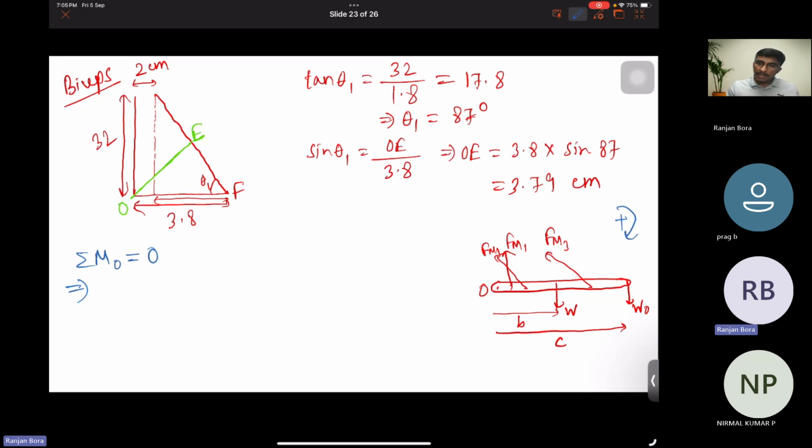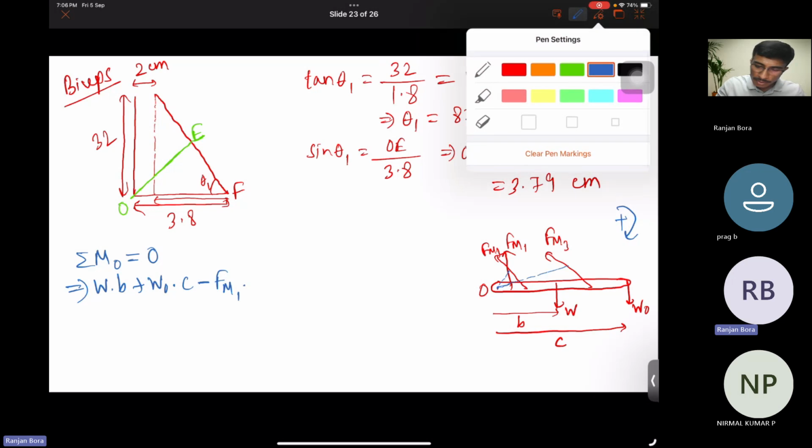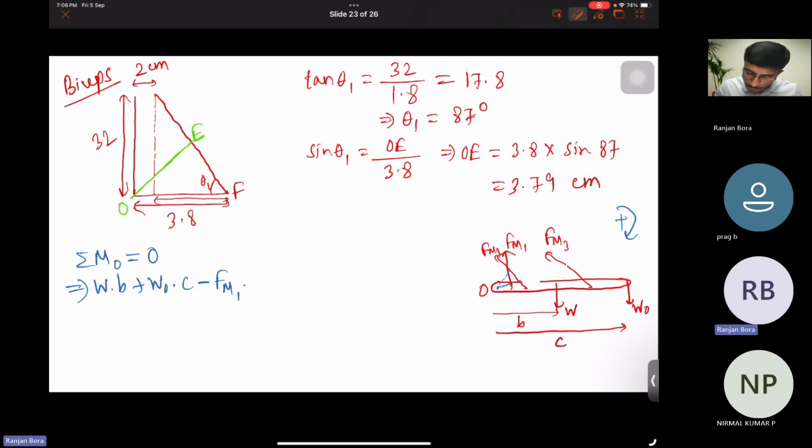Again we'll assume clockwise is positive. So W naught and W are producing moment in the clockwise direction: W dot B plus W naught dot C, and all these muscles are producing moment in the anti-clockwise direction about the point O, so minus FM1 dot. We need to consider these moment terms for FM1, FM2, and FM3.